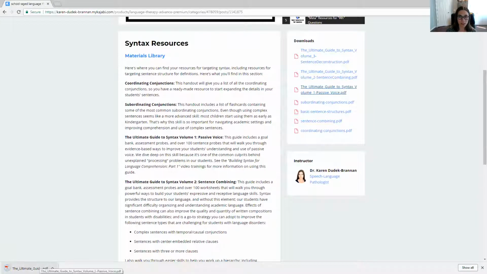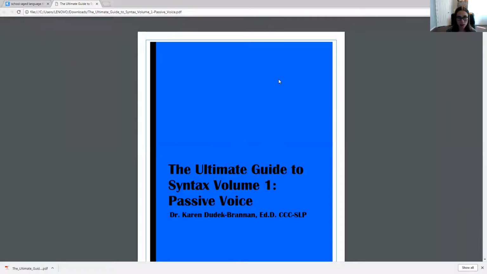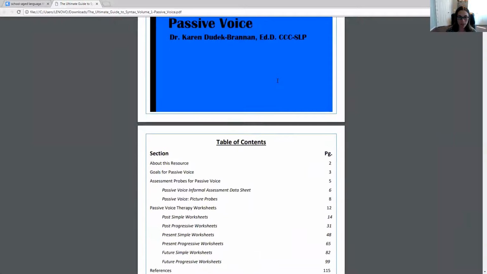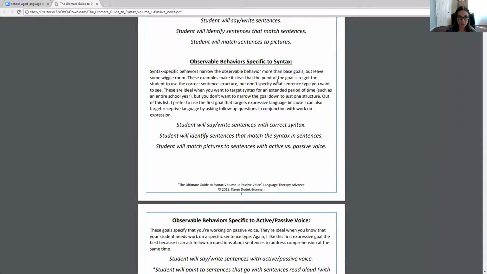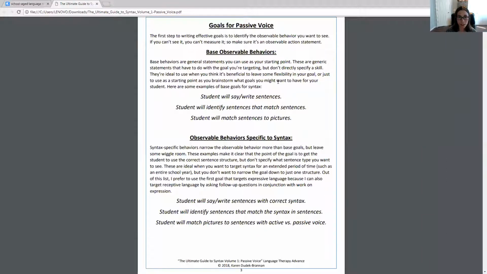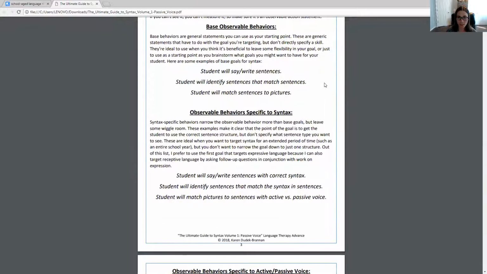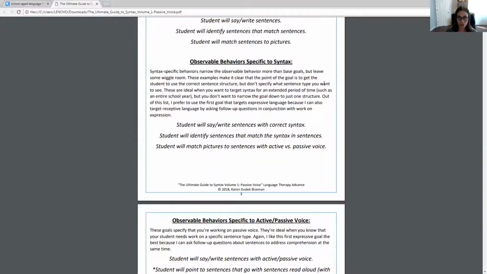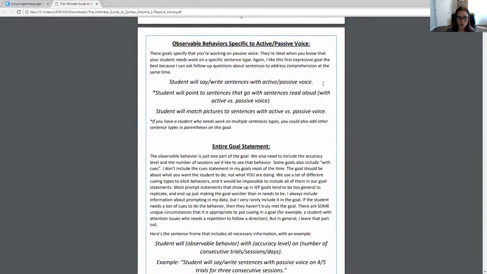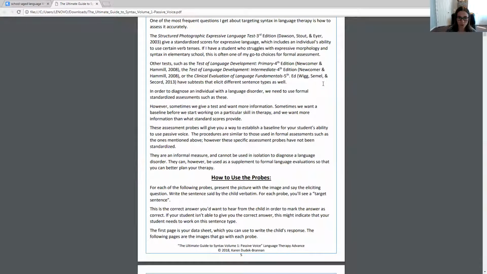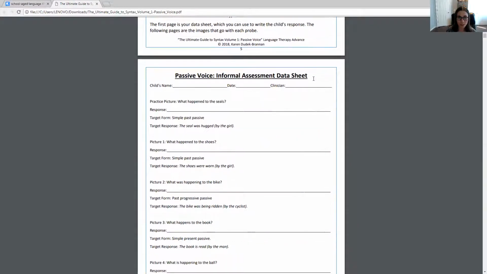So in the first guide in volume 1, this one is all about targeting passive voice. What's in this guide is a section that will show you how to write goals. So in the goal bank in your SPOT framework guide, I do give you a general guideline for writing a goal for a student who is working on sentence structure, but these goals are a little bit more specific. So again, the base goal is to get students to write sentences or say sentences, and then I show you how to do that in a manner that's a little bit more specific if syntax is a really challenging area for your students.